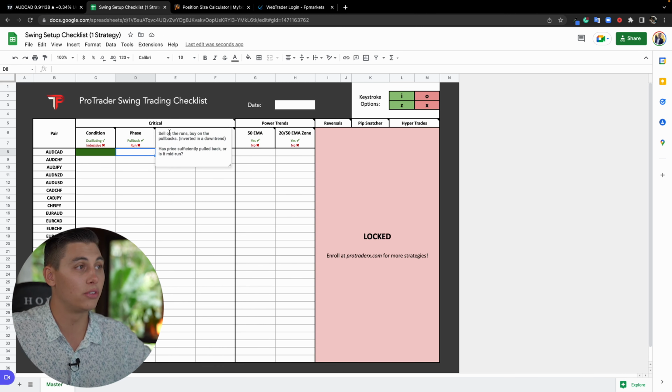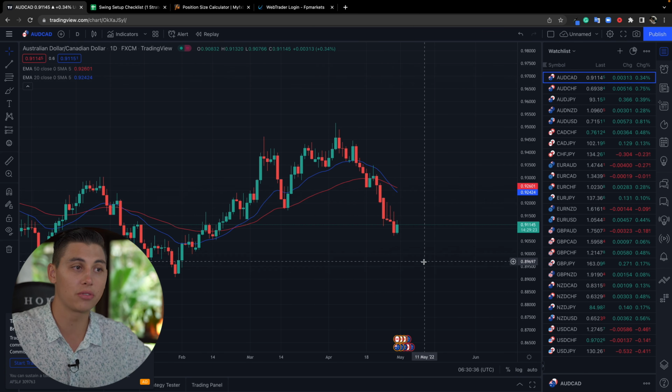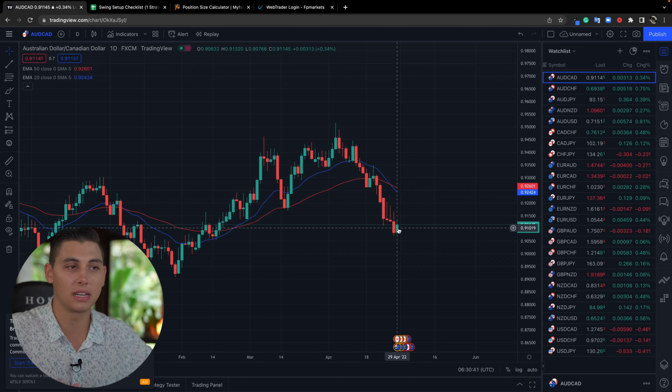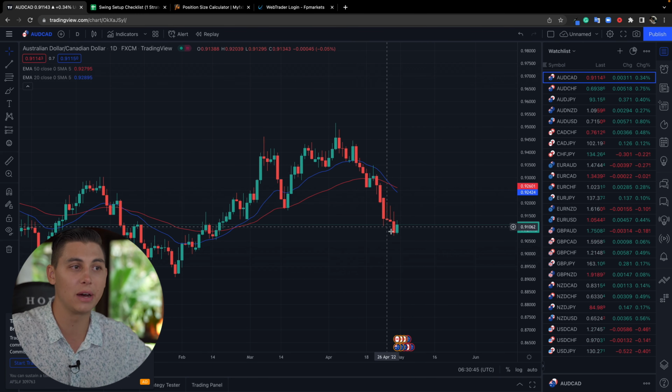Now phase: sell on the runs, buy on the pullbacks, inverted in a downtrend, right? So has price sufficiently pulled back, or is it mid-run? Run, pullback. We want to sell at the end of the pullback. We want to be entering somewhere around here. If we take a short entry here, selling is short, right? You don't actually need to be holding it to sell it. But it's just down. It's moved so far down already. Any day now, this is due for a pullback.